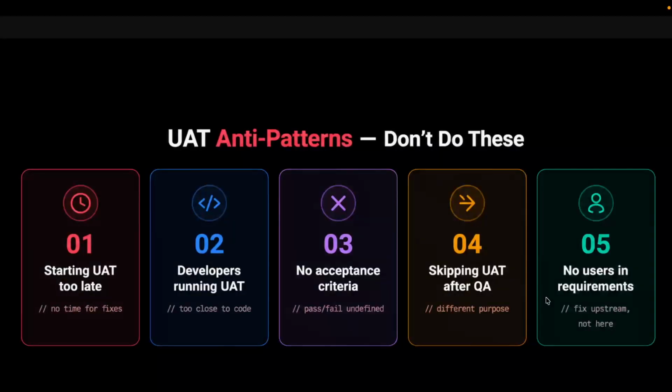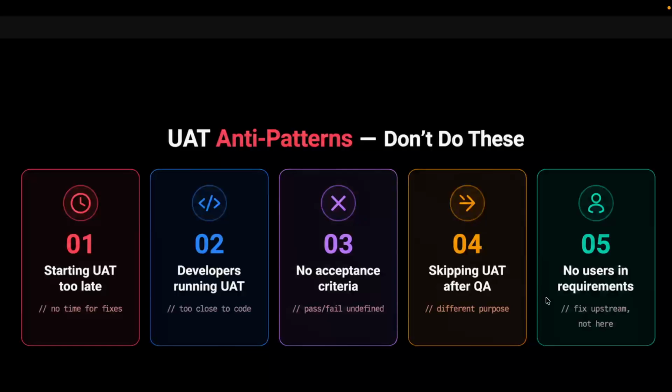So these are the things that tank UAT in real projects. One, starting UAT too late. If UAT is a formality at the end and no one expects changes, you have already failed. Second is developers running UAT. We have covered this: developers shouldn't. Third is no clear acceptance criteria. If testers don't know what pass looks like, every test result is subjective chaos.